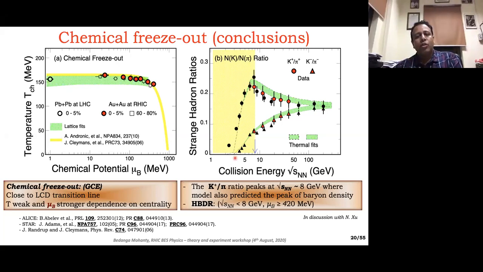And if one looks back at the thermal model, one also finds a peak which corresponds to the peak of the baryon density at freeze out. So it seems that at the RHIC beam energy scan program, we have entered a region which has high baryon density. And there is a change in that sense, in terms of the medium constituents or properties.